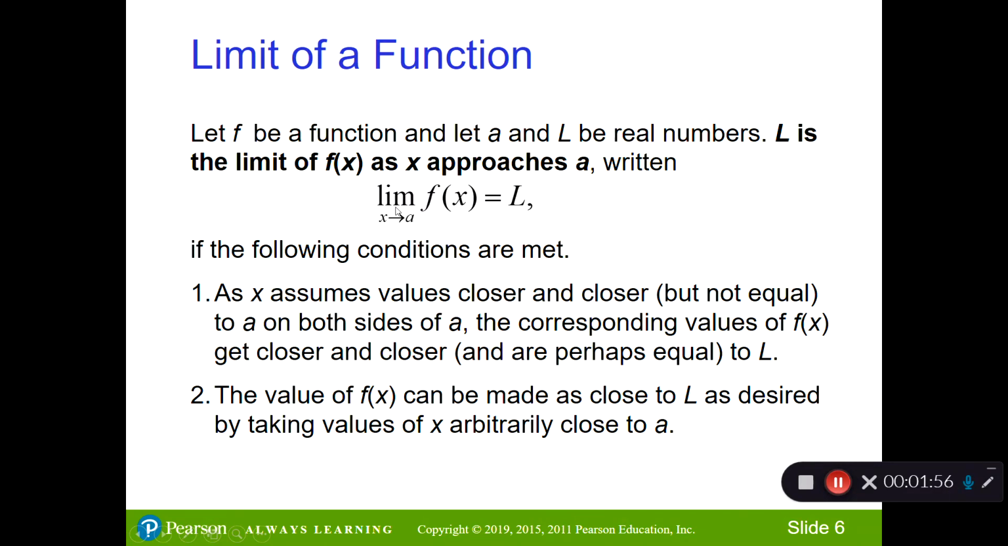So this notation, limit as x approaches a of f of x is equal to L, can be written if the following conditions are met. x gets closer and closer, but not equal, to this value right here from the left and from the right, both sides. Then the corresponding y values that we get back get closer and closer to L. Another way to say this is the value of f of x can be made as close to L as desired by taking x arbitrarily close to a.